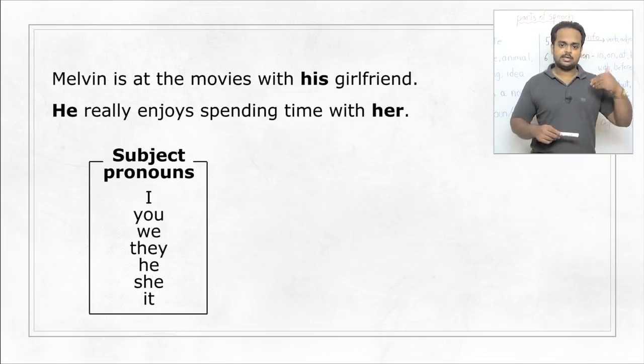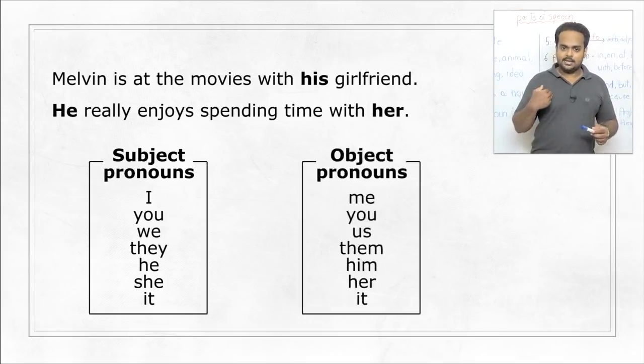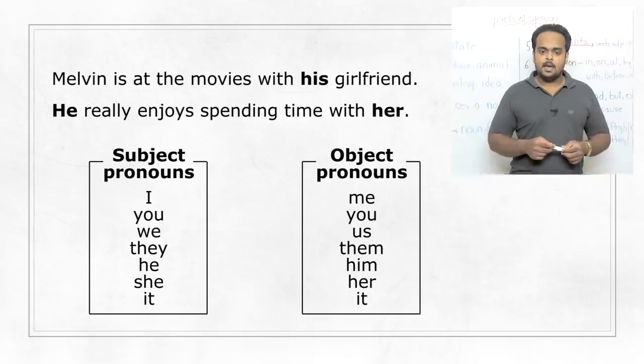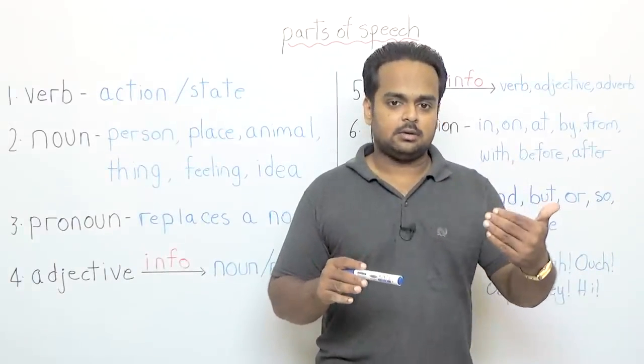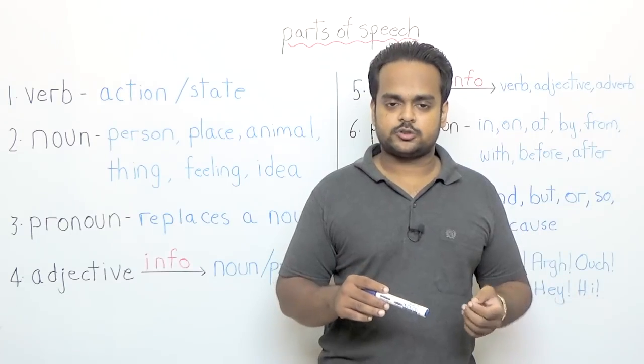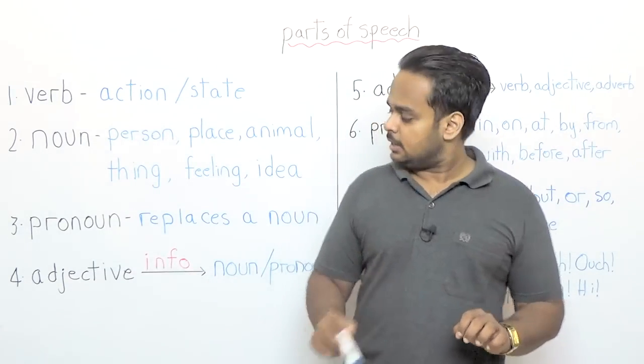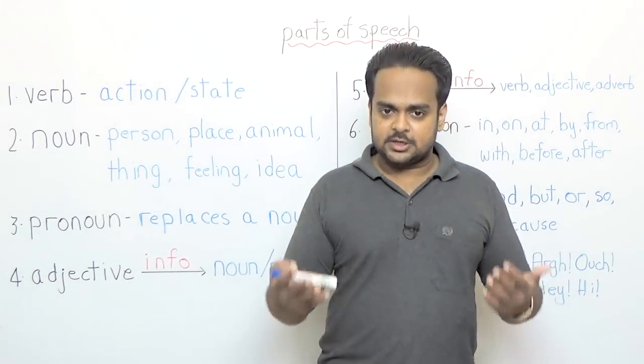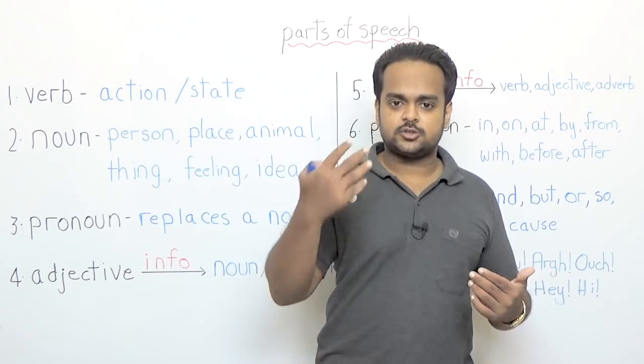And to replace a noun in the object position, can you guess what we use? We use object pronouns. Those are me, you, us, them, him, her, and it. Now, there are other pronouns in English, such as his, hers, this, that, etc. But we will talk about them in more detail when we come to the lesson on pronouns. For now, just remember that a pronoun replaces a noun to avoid repetition and to make our speech sound more natural.